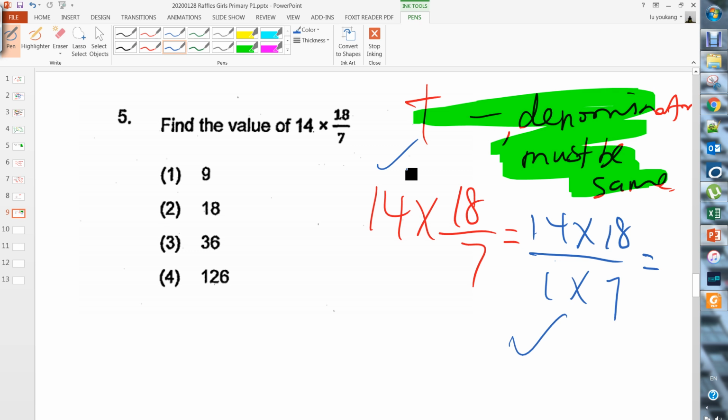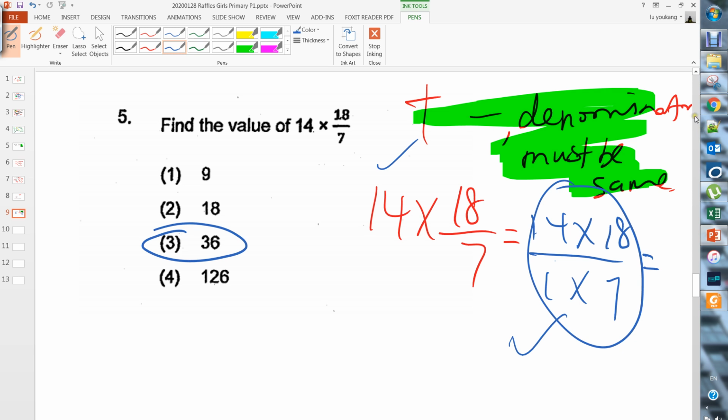Okay, so that means if you do this step, and you still get the wrong answer, what happened? That means you don't even know how to multiply. You are here to learn this technique for multiplication, top times top, bottom times bottom. So what you do, just punch your calculator, top, bottom. 36. So the answer is 36.